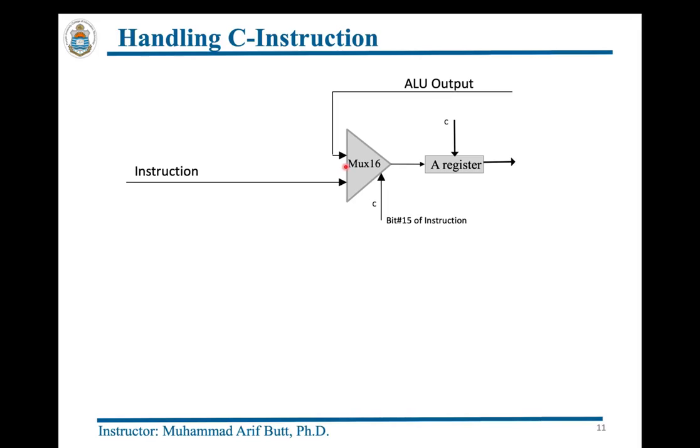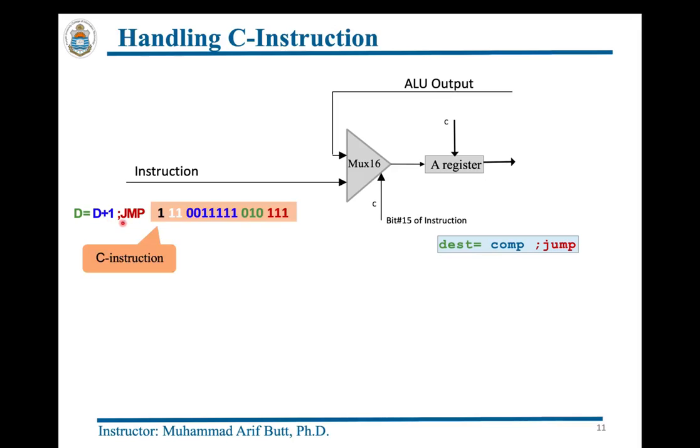So now let us see how the C instruction is handled. Well, consider this hypothetical C instruction. From this symbolic code of the instruction, we can see three parts colored differently just for understanding purposes. The destination is the D register, the computation is D+1, and we have an unconditional jump as well. And this is the 16-bit binary encoding of the same instruction. The most significant bit of this instruction is 1, so the CPU knows that this is a C instruction. This bit number 15 will be placed at the select input of this MUX16 chip. So in case of a C instruction, this A register will be fed from the ALU output like this.